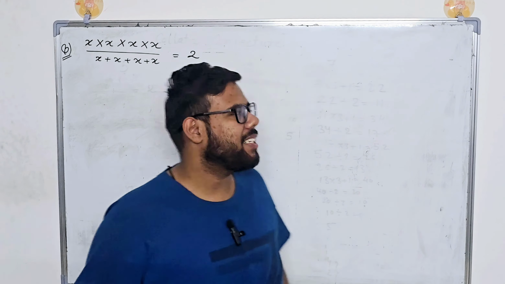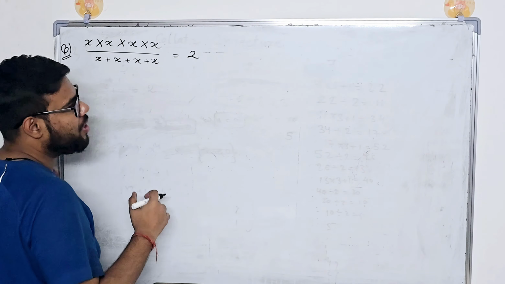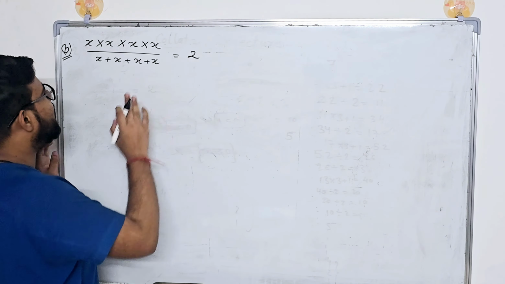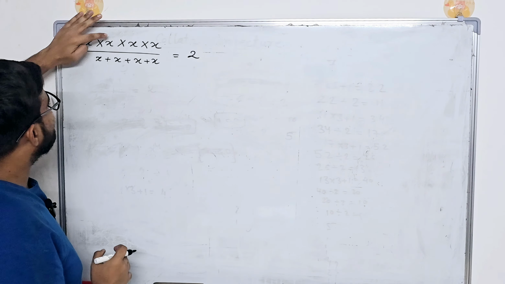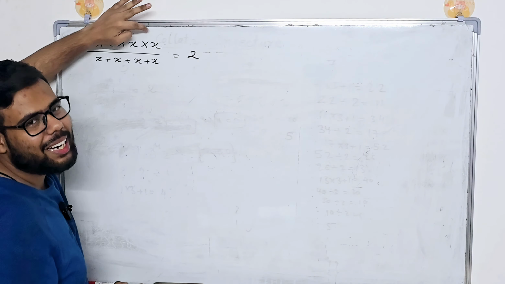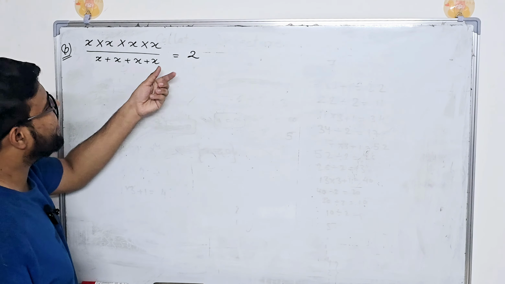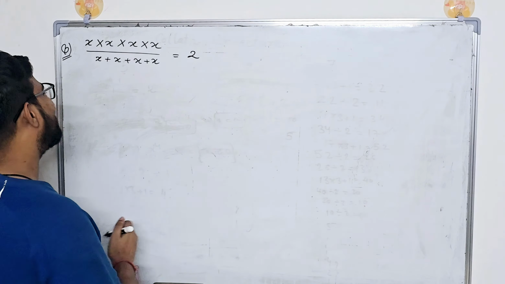So the problem states that we have to solve for x, of course, an integral value of x, which is satisfying this equation, and the equation is simply x multiplied by x multiplied by x multiplied by x divided by x plus x plus x plus x is equal to 2. So let's see its solution.